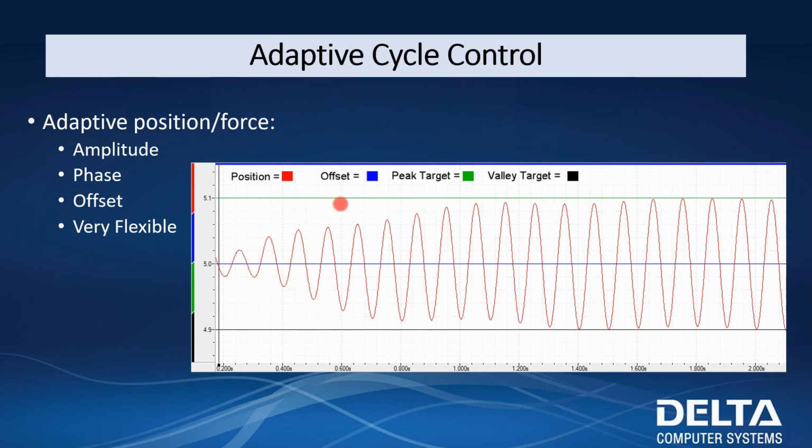We're able to use our adaptive cycle control to actually adapt. So you can see each of these cycles is getting closer and closer to where the targets actually are. And at the end here, we're hitting it dead on, right? After just a few cycles, we're hitting our target valley, we're hitting our target peak, and we're right on our target offset. Now, let me show you what this actually looks like from our system here.